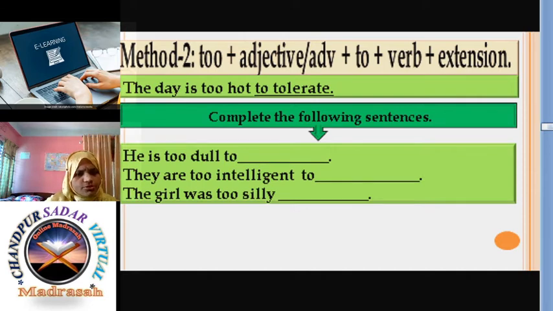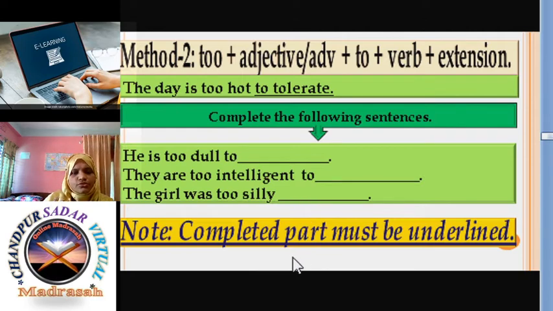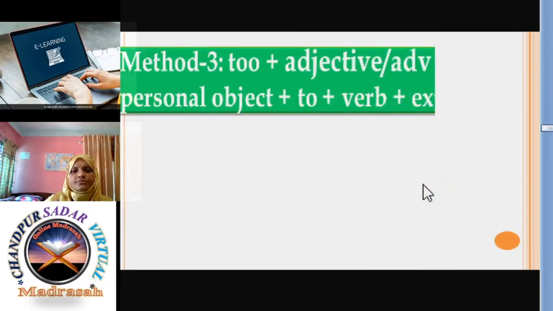More options. They are too intelligent to understand the matter easily, or to do the sum easily, to solve the problem easily. The girl was too silly to show herself or to understand the theme, etc. So note, the completed part must be underlined. Here notice that the completing part must be underlined.